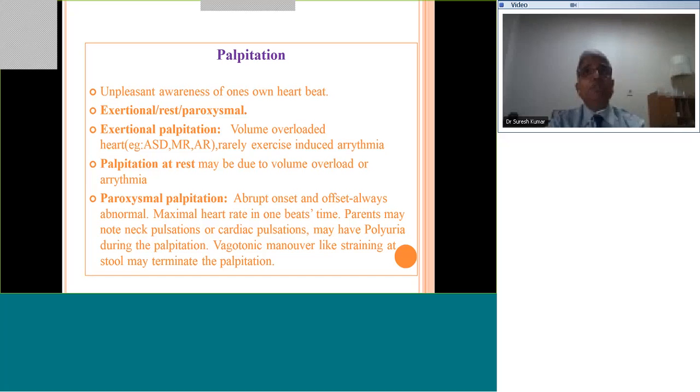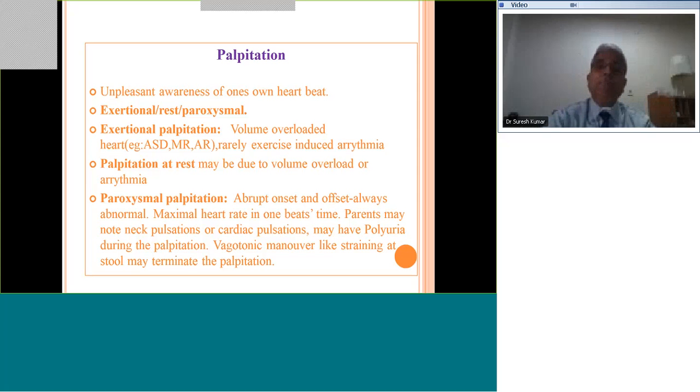Importantly, you should be able to recognize what is a paroxysmal palpitation, which is pathognomonic of arrhythmia. Paroxysmal palpitation is abrupt in onset. It is always abnormal. The offset, the termination, is generally abrupt, but sometimes the termination of the tachycardia may overlap with a sinus tachycardia, and you may not recognize an abrupt termination. So an abrupt onset is a little more important than an abrupt termination.